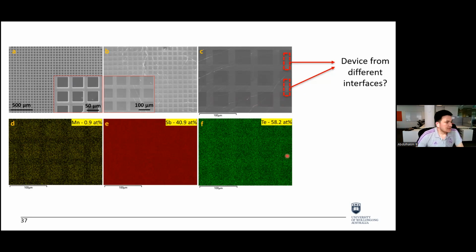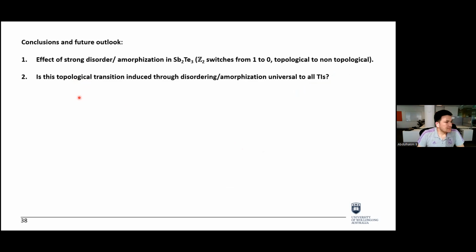So, to conclude my talk, one of our main points is that at least we ruled out the effect of strong disorder or amorphization in antimony telluride, which basically causes a quantum transition, a topological to non-topological transition.